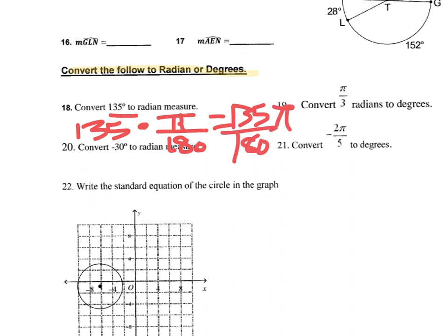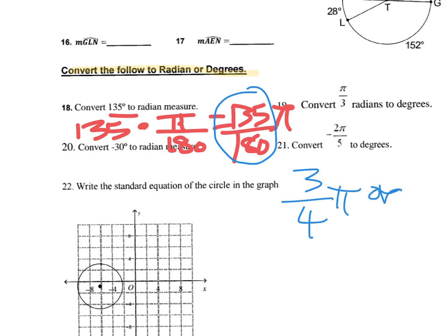And now the only thing you need to focus on is to simplify this. There you go. And that gets reduced to 3/4. So your answer can be written as 3/4 pi, or you can say 3 pi over 4. Sorry, that looks bad, but I did do that one as well.